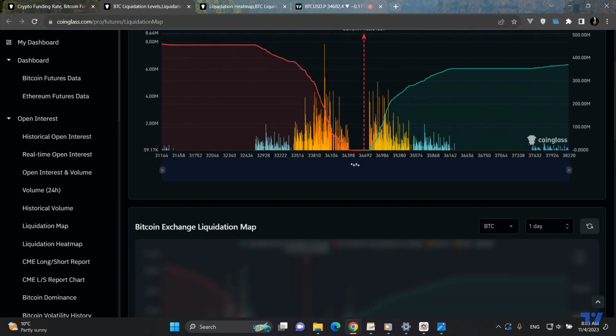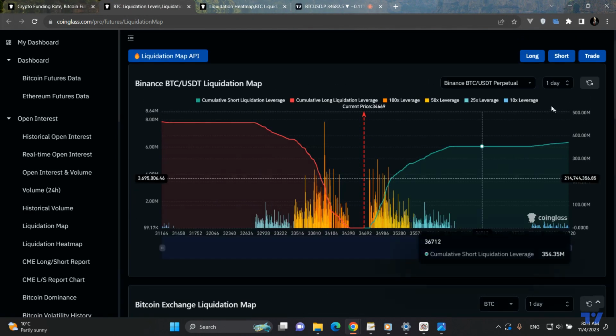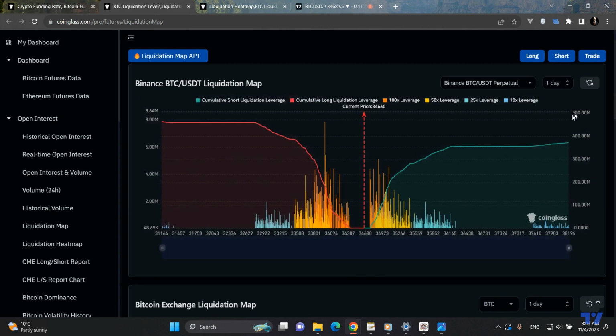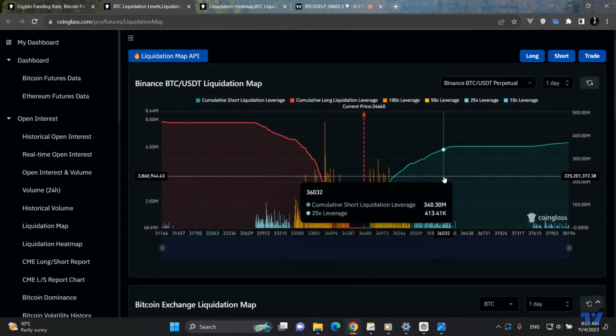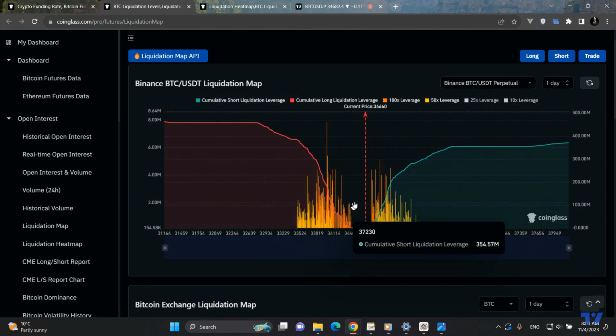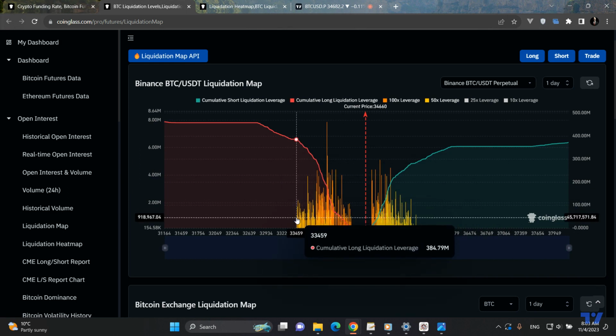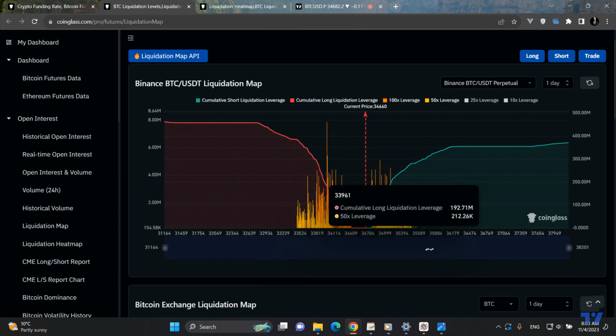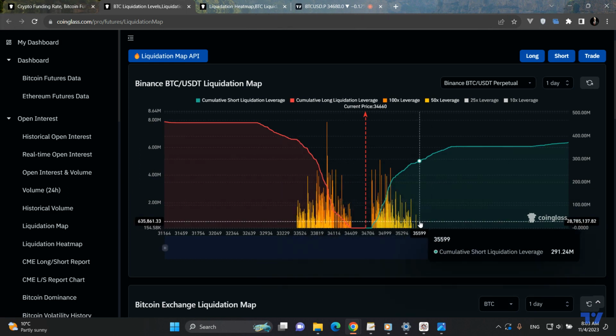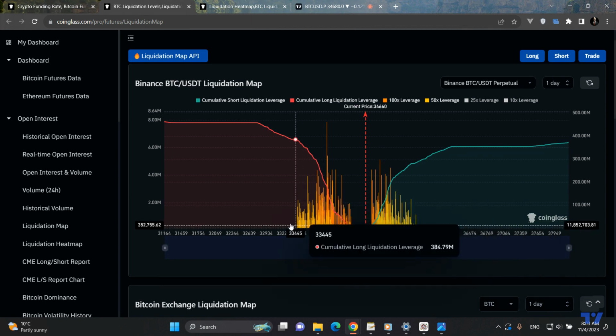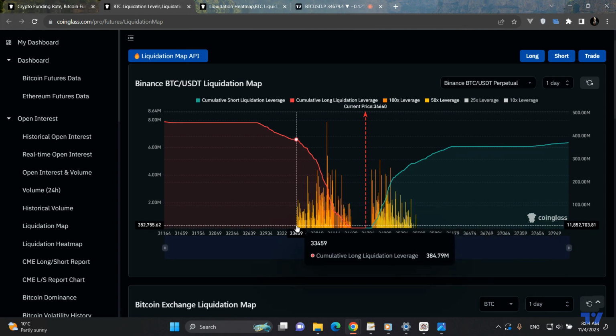I'm going to refresh them so we make sure they're completely new, because I've had these open for like an hour or so. All right, so let's take these out. Let's talk about the liquidity. To the downside, 33,459. To the upside, 35,599. Not much liquidity to the upside on Binance, only 291. But to the downside, it's 385 million.